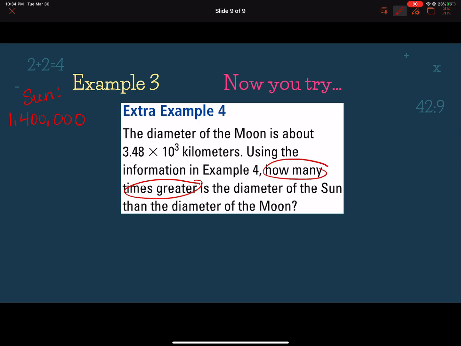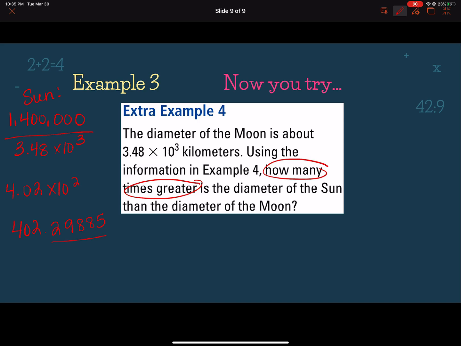Alrighty, so that how many times greater is telling us that we're going to divide the sun by the moon here. And when you do that in your calculator, depending on your calculator, it might round a little bit differently, but you should have gotten something pretty close to 4.02 times 10 to the second, which is the same as 402. It does have a lot of decimal places behind it, like 402.29885 and so on, but we're just going to round because this isn't very useful to us.